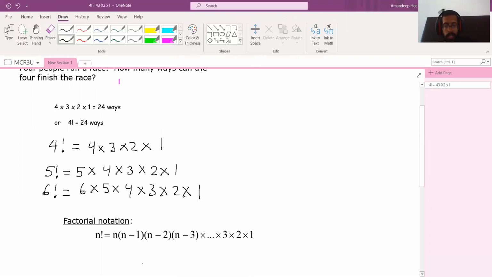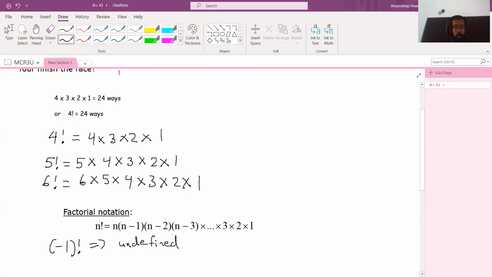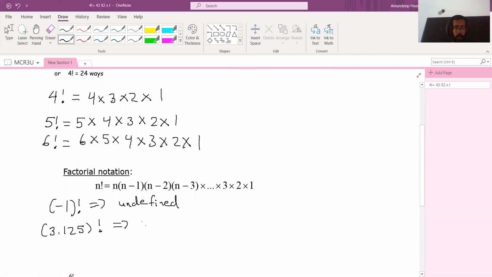Now, the key note here is that the factorial works when you have positive integers or 0. It does not work for negative integers or positive non-integers. For example, if I asked you what is negative 1 factorial, and you plug it in your calculator, it's going to be undefined. And if you take, say, a decimal, let's say 3.125, and take the factorial, if you plug that in your calculator, it's also going to be undefined.